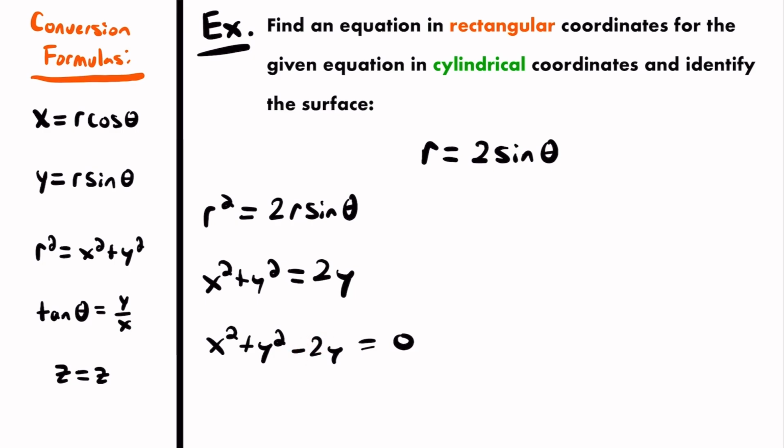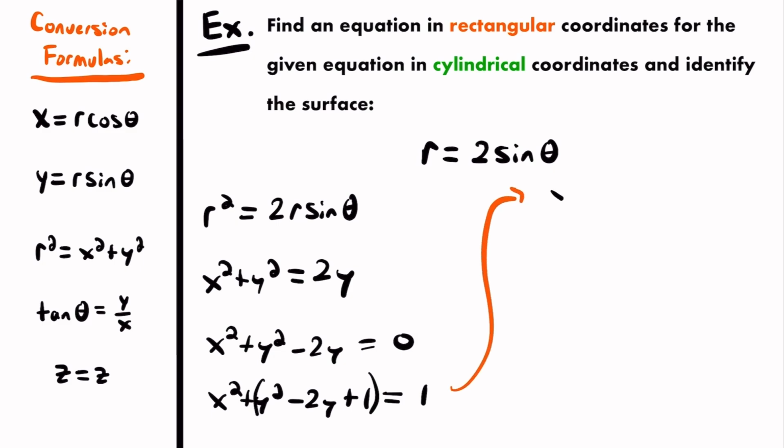So -2 divided by 2 is -1, and (-1)² is 1. So you want to add 1 to both sides of the equation. That will give you x² + y² minus 2y plus 1 equals 1. And now, these three terms right here can be factored. It would factor to be (y minus 1)², right? Whatever value you get when you divide this coefficient by 2, in this case -1, that's what's going to be in your factor. So if I continue up here, we'll have x² plus (y minus 1)² equals 1.